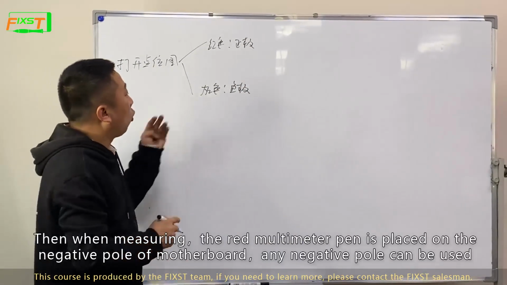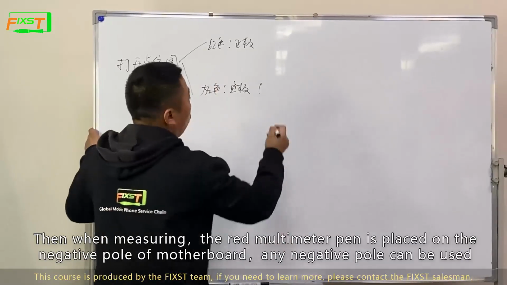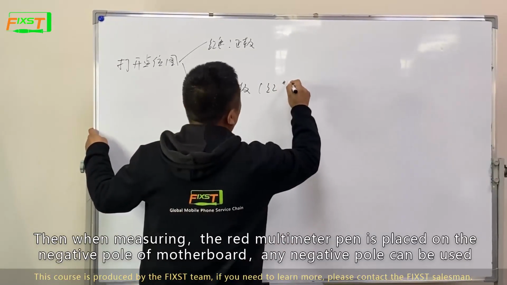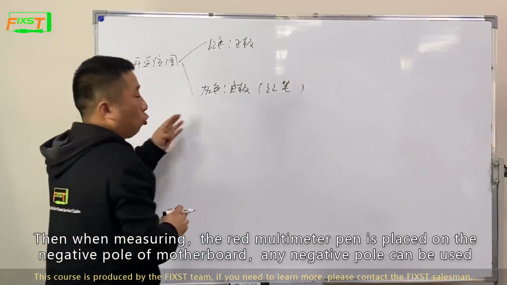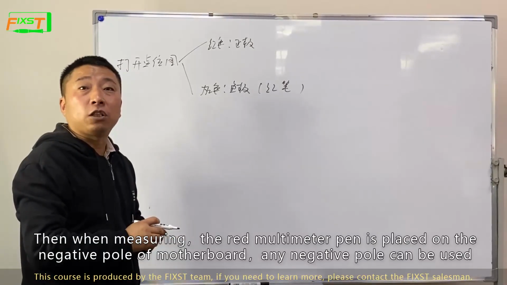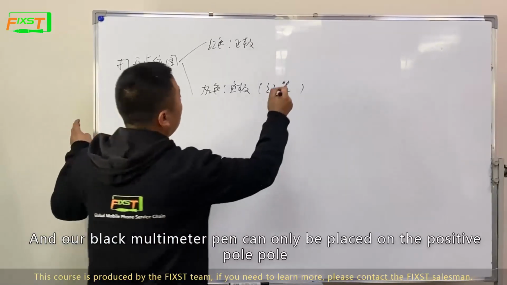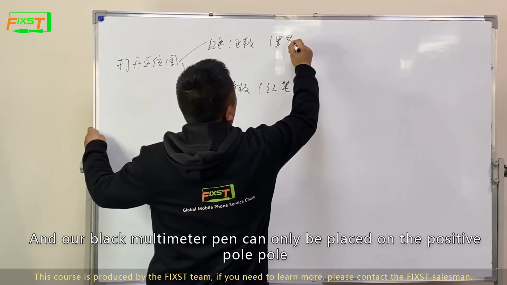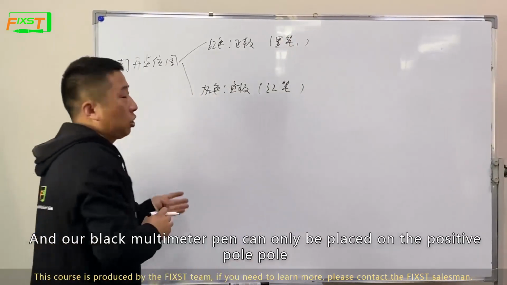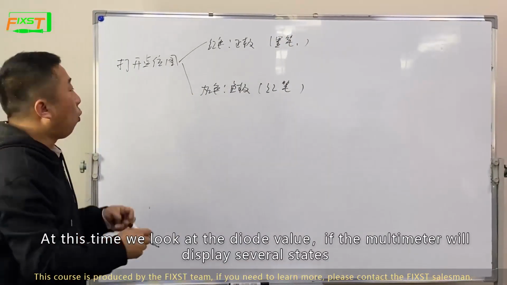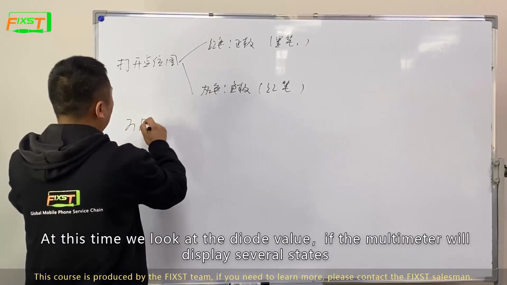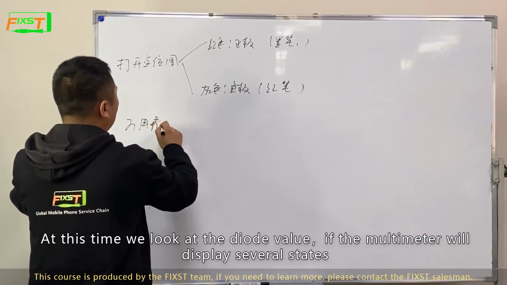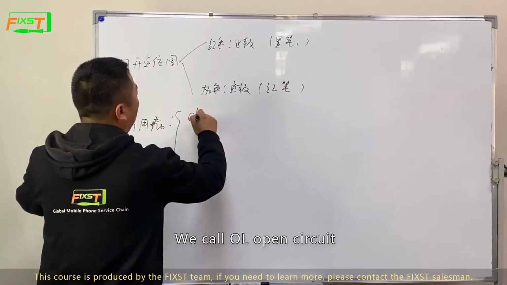Then when measuring, the red multimeter pin is placed on the negative pole of the motherboard, and any negative pole can be used. And our black pin can only be placed on the positive pole. At this time, we look at the diode value. The multimeter will display several states. We call OL open circuit.